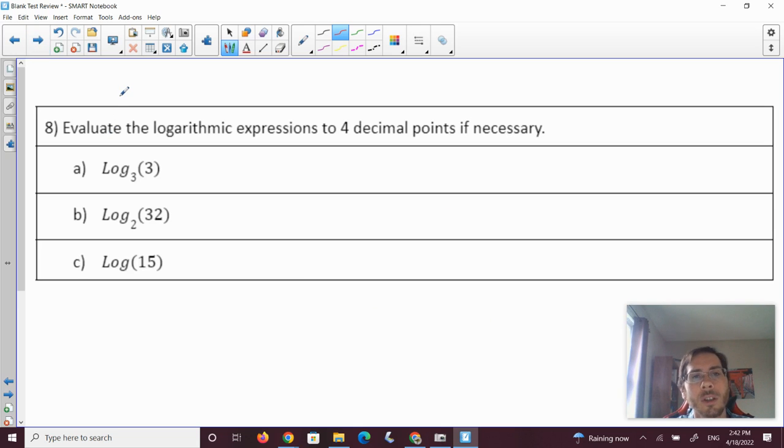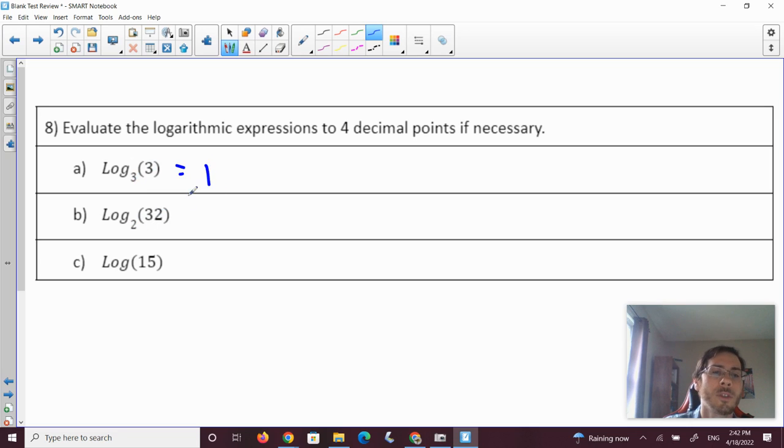For 8, evaluate the log expressions to 4 decimal points if necessary. This is just straight calculator work. The reason it's straight calculator work is, the first one, you can just tell it's 1 because, again, you have what we are taking the log base of and what we have inside here. Since these are the same, the answer is going to be 1.